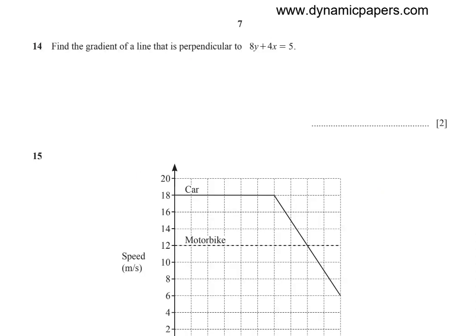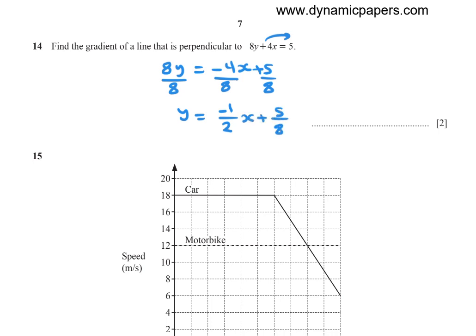Number 14, find the gradient of a line that is perpendicular to 8y plus 4x equals 5. Now for this line, we need to find the gradient. So make y the subject: 8y equals negative 4x plus 5. Transpose 4x to the other side, it becomes negative. Now divide by 8. So y equals negative 4/8, or negative 1/2 in the simplest form, x plus 5/8. So now the gradient of the given line is negative 1/2. So the gradient of the perpendicular is the negative reciprocal of negative 1/2, which is 2.